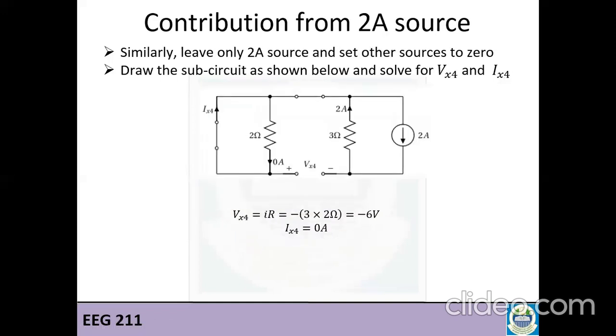And the last one, we determine the response due to the 2 amp source. That means we leave the 2 amp source alone and we set other sources to 0. Again, we draw the subcircuit and we calculate the response. If you do that, we see that Vx4 is minus 6 volts and Ix4 is 0 amps.